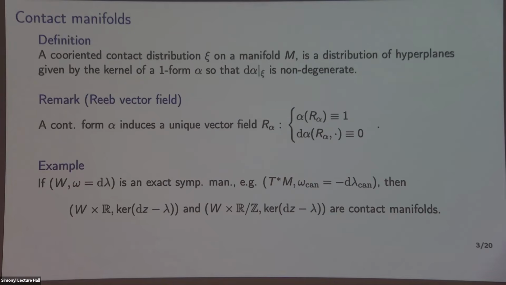And some examples of contact manifolds, before saying what are the local and global invariant quantities that maybe we can extract from a contact distribution.